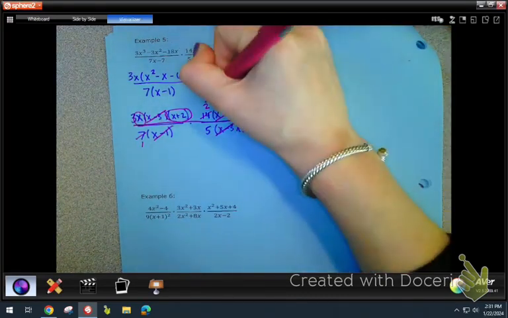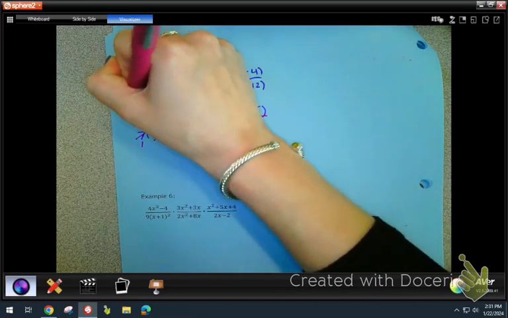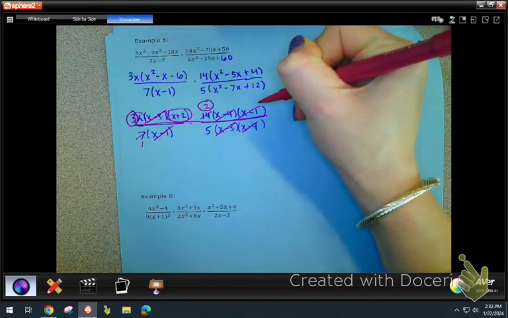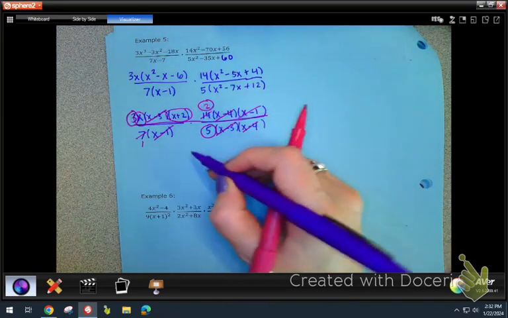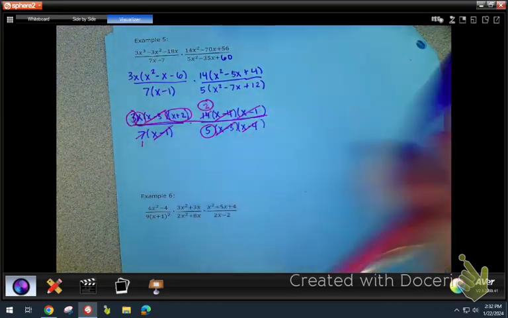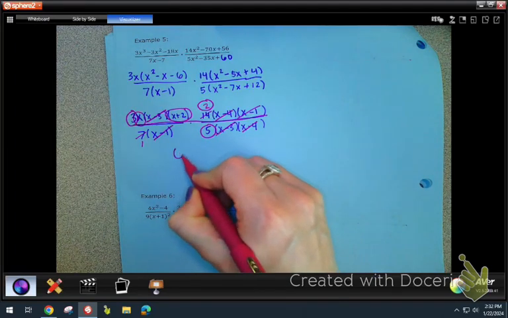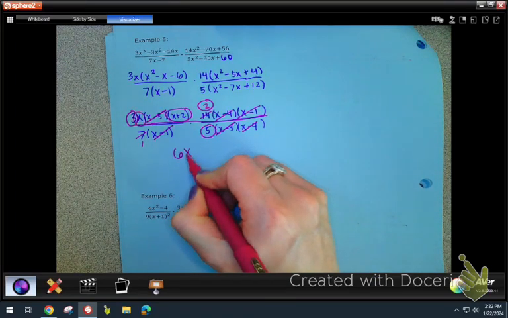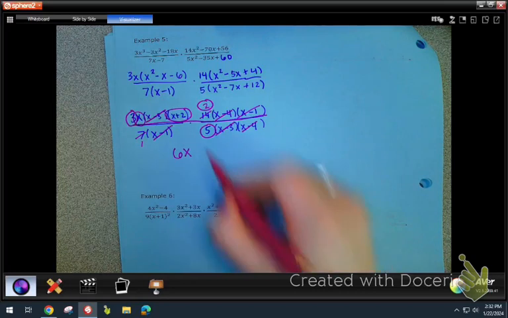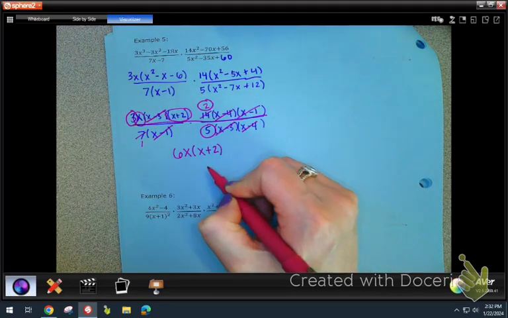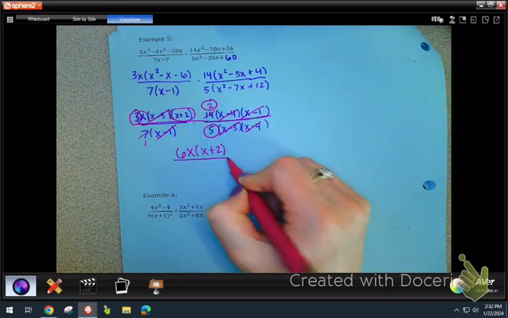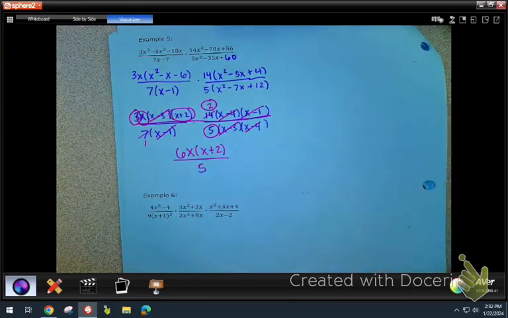So let's circle what's left on the top and circle what's left on the bottom, so that way we can kind of see what we're looking for here. And we've got 3 times 2, which is 6, and a factor of x, and then what's on the bottom? And we're done.